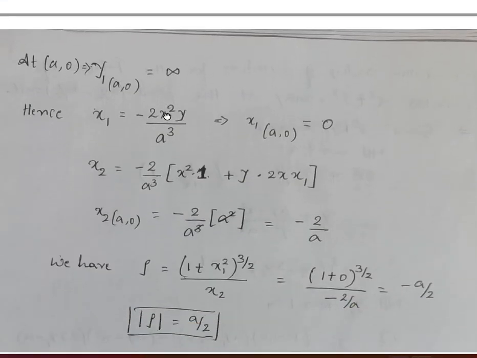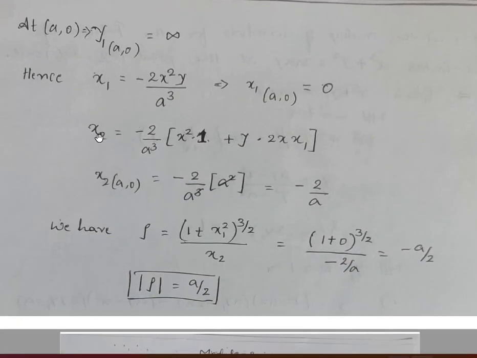This is what x2 I am getting. Here you require to apply the product rule on x square into y. So x square into the derivative of y with respect to y, which is 1, plus y into the derivative of x square, which is 2x into dx by dy, that is x1. Therefore for x2 at (a, 0), just substitute x as a and y as 0 in the above equation. I will get the answer as minus 2 by a.